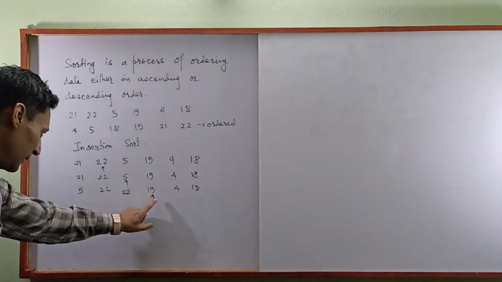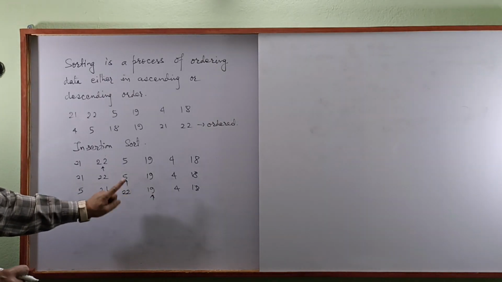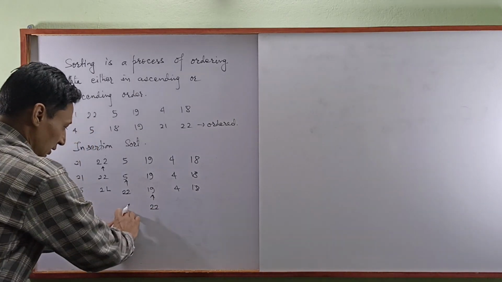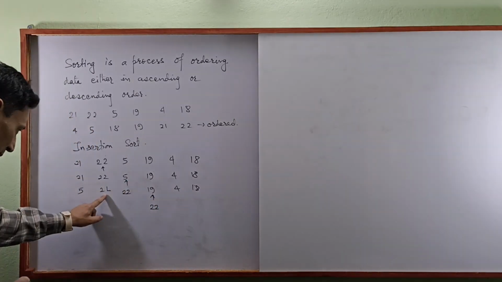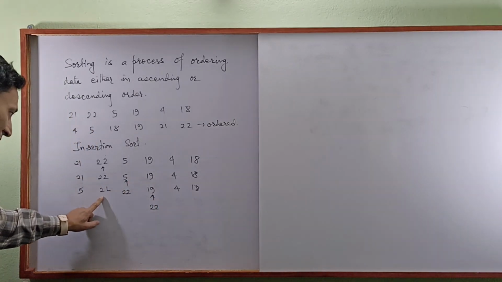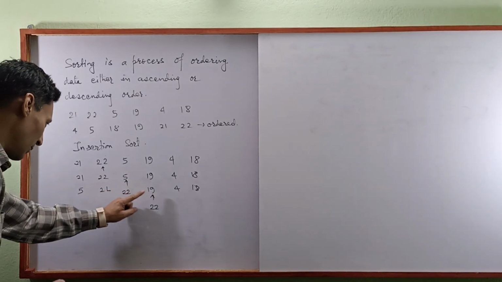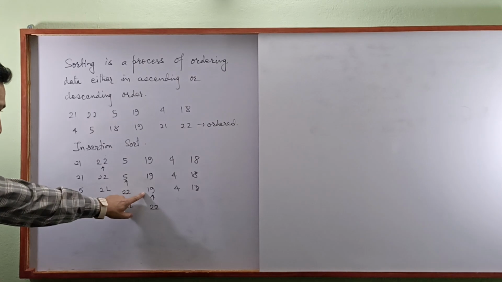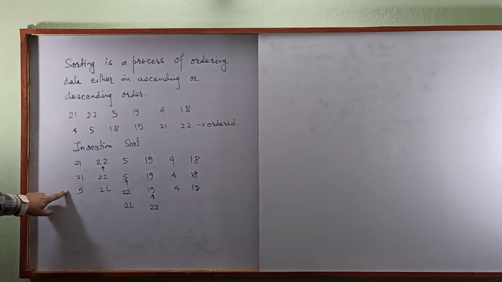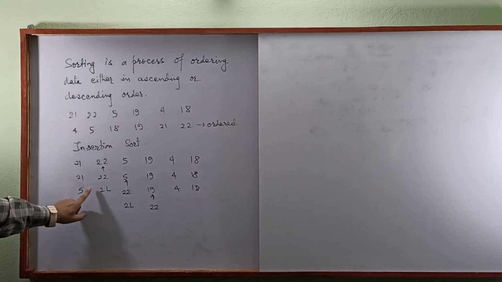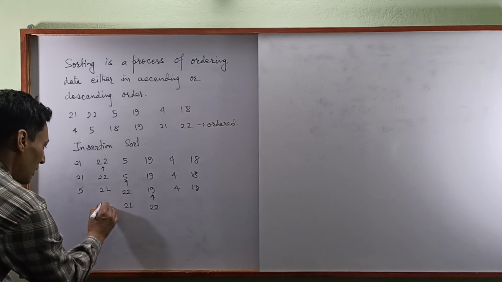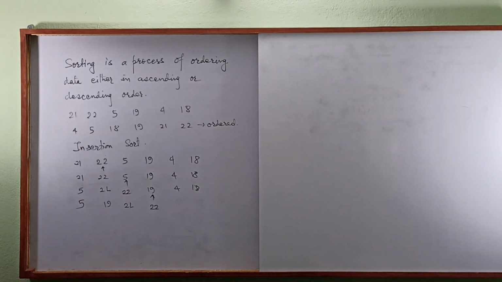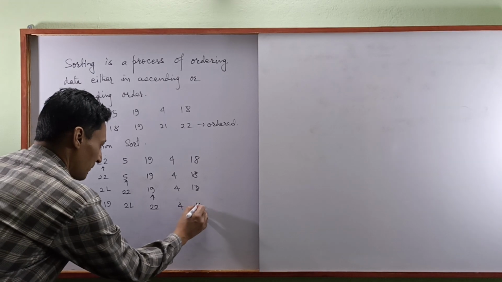Now we'll be comparing 19 with 22. 22 is greater. So we'll shift 22 one position right. Then we'll compare 19 with 21 and we will shift this 21 one place right because 21 is greater. Now we'll be comparing 19 with 5 and this 5 is smaller, so we'll stop comparing and we'll insert this 19 here and we'll write 5 here. Okay, now we'll copy the remaining elements like this.